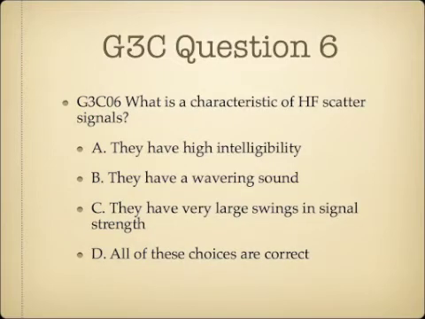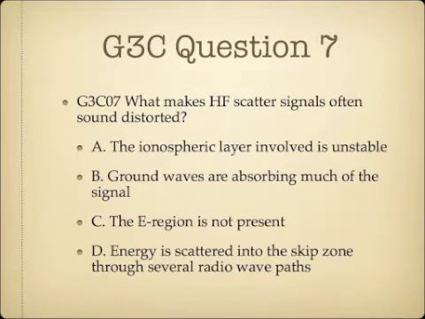Question 6. What is a characteristic of HF scatter signals? A, they have high intelligibility, B, they have a wavering sound, C, they have very large swings in signal strength, or D, all of these choices are correct. Question 7. What makes HF scatter signals often sound distorted? A, the ionospheric layer involved in it is unstable, B, ground waves are absorbing much of the signal, C, the E region is not present, or D, energy is scattered into the skip zone through several radio wave paths.